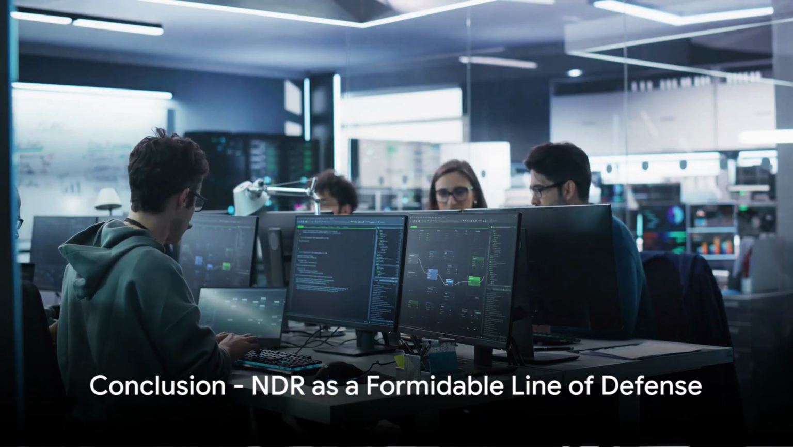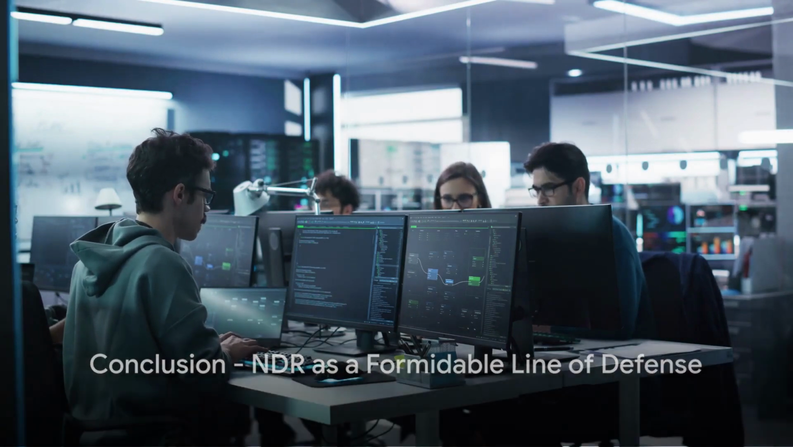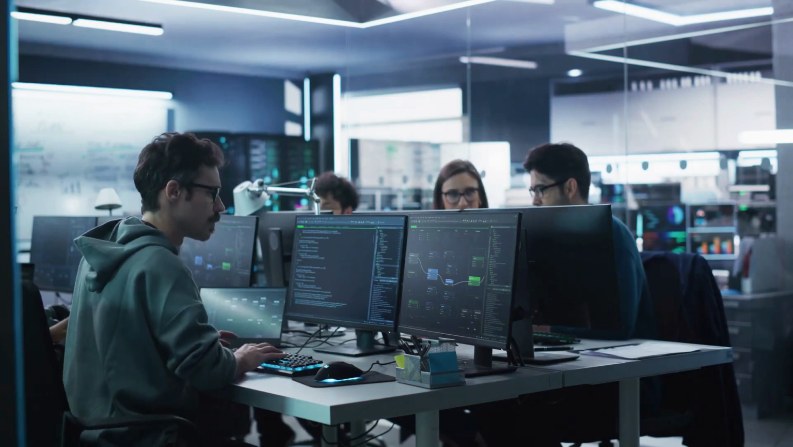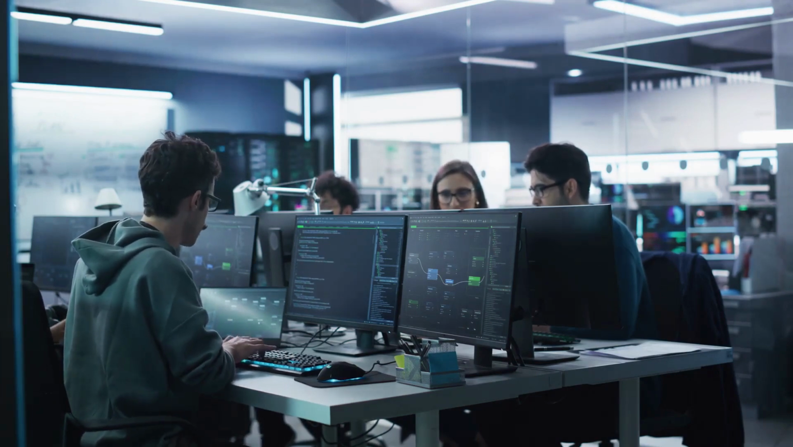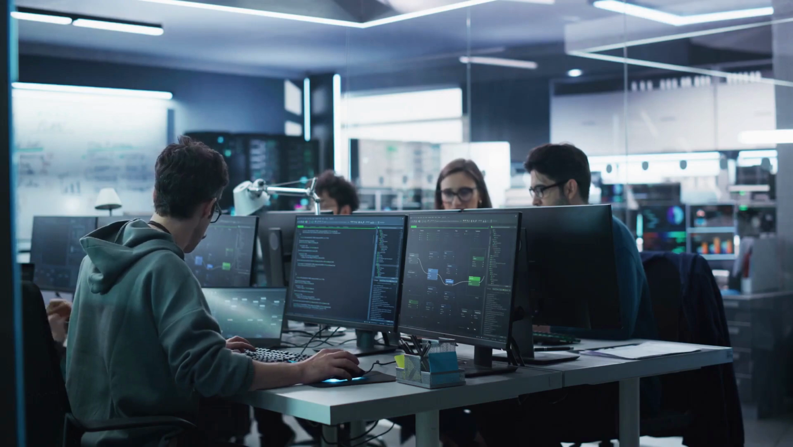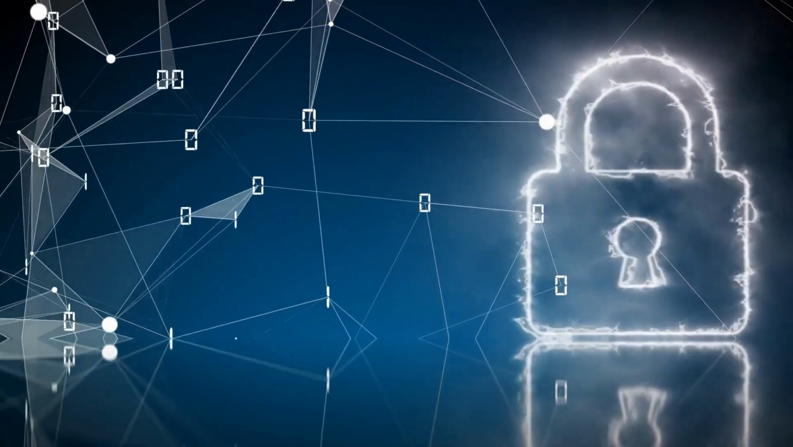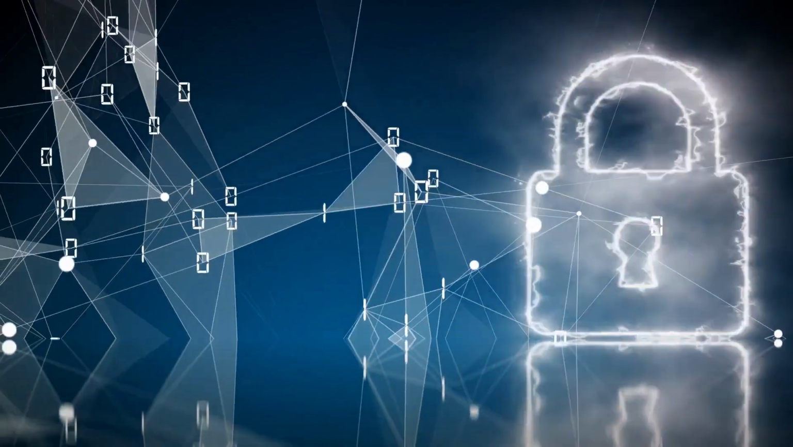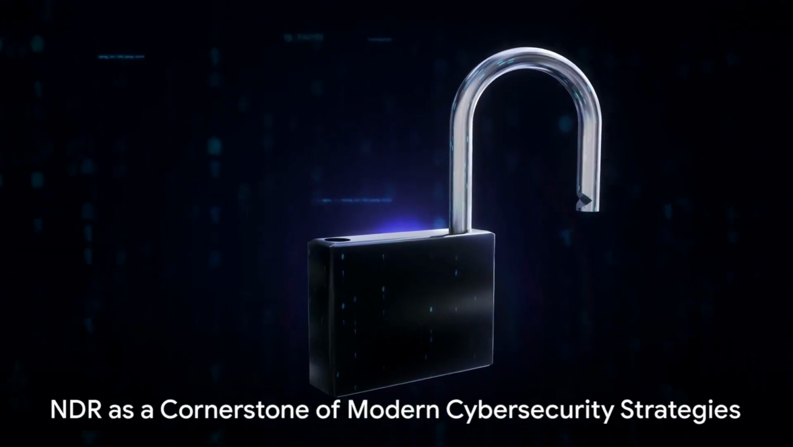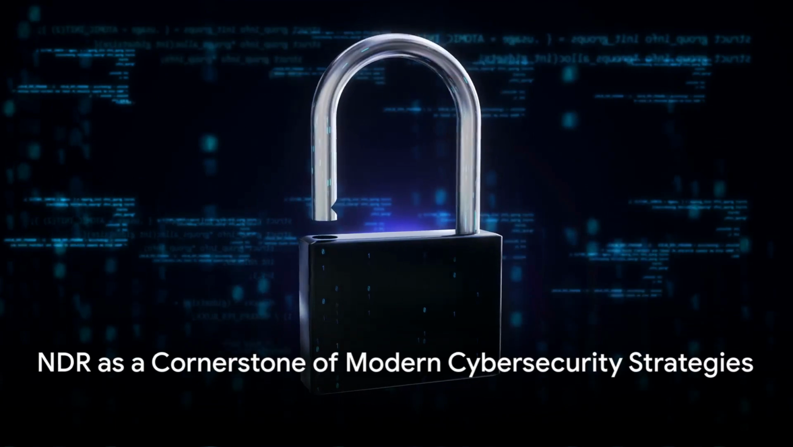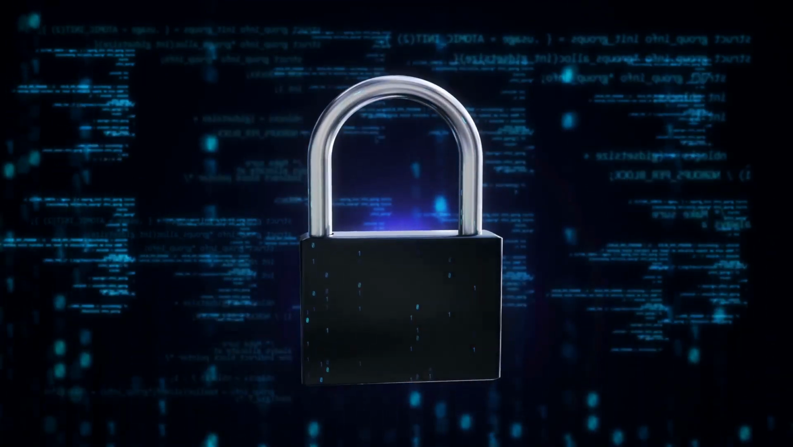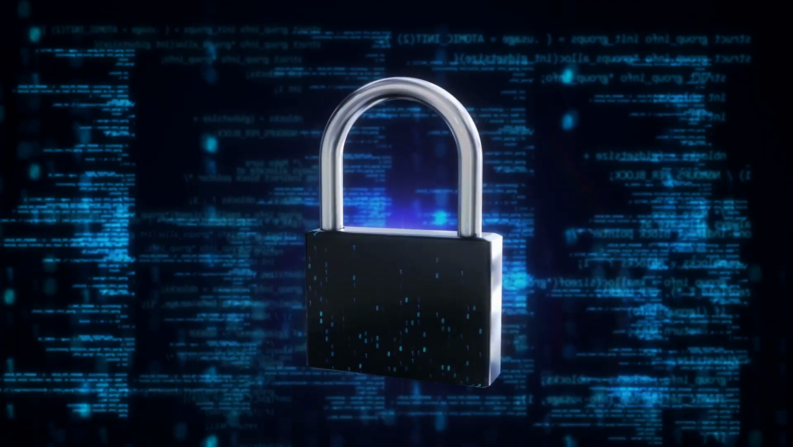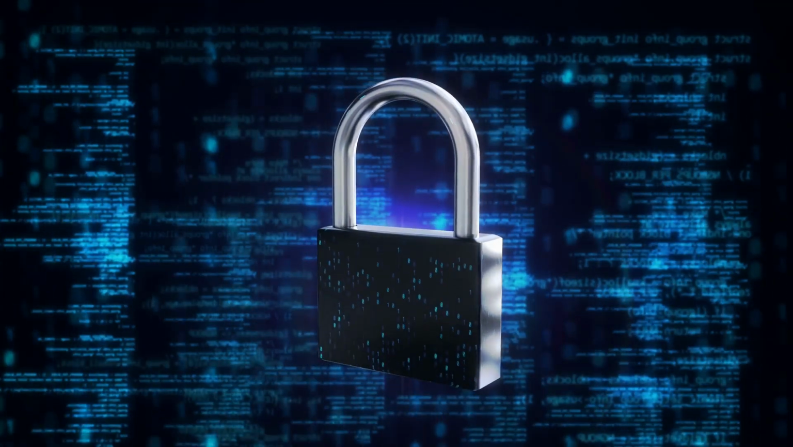In conclusion, NDR, with its blend of hardware and software components and advanced technologies like artificial intelligence, serves as a formidable line of defense against cyber threats. It enables organizations to proactively detect and respond to network intrusions, shielding precious data from prying eyes. In the face of increasingly sophisticated threats, NDR stands tall, a cornerstone of modern cybersecurity strategies, a beacon of hope in the murky waters of the digital world.